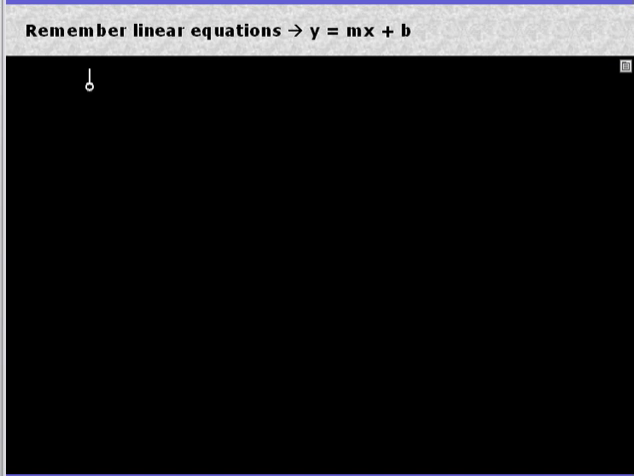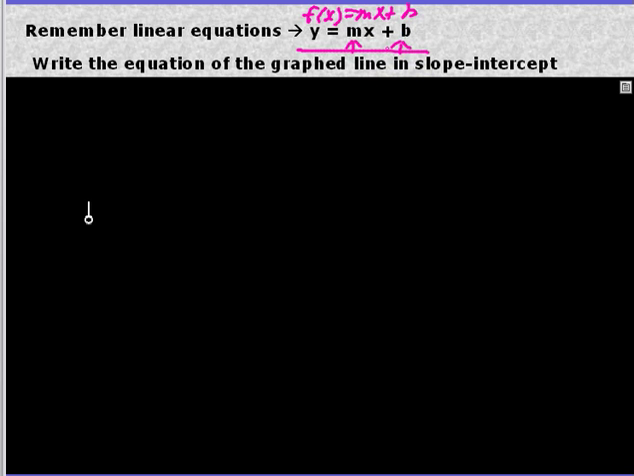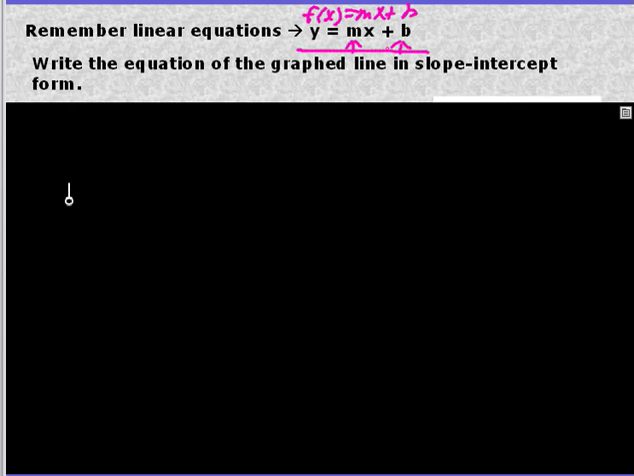All right, so as we looked at yesterday, linear equation slope-intercept form is y equals mx plus b, or f of x equals mx plus b, where m is our slope and b is our y-intercept. So here's our first example. Write the equation of the graph line in slope-intercept form. So that means I want it to look like that.